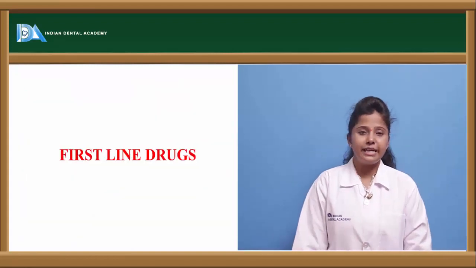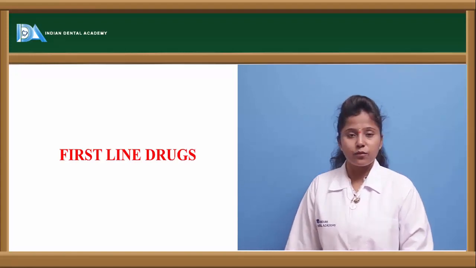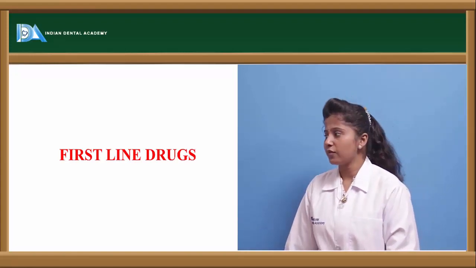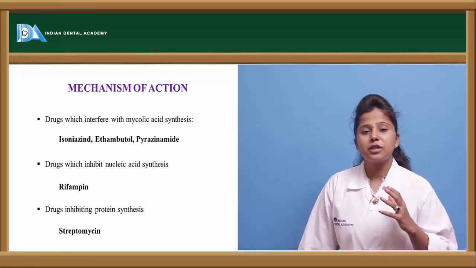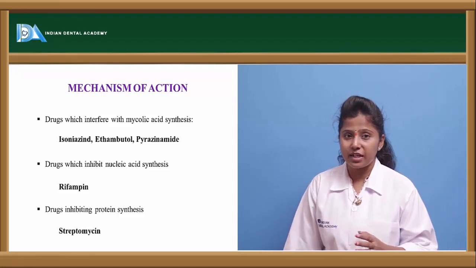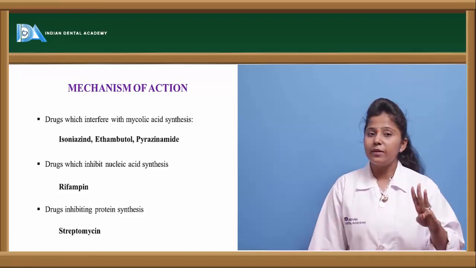Let us see the first line drugs. So what are the first line drugs? What is the mechanism of action of these drugs or pharmacology of these drugs? So first line drugs, what is the mechanism of action of these first line drugs? So they involve three mechanisms of action.